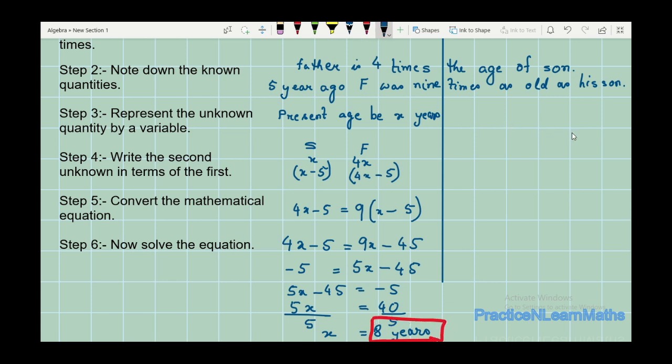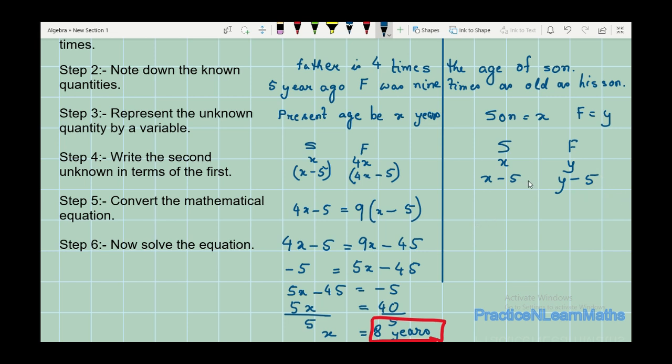Now we start with two variables. Here, let son be x, father be y. These are the present ages. So, again we write son and father. Present age we know, x and y. 5 years ago, they were x minus 5 and y minus 5.